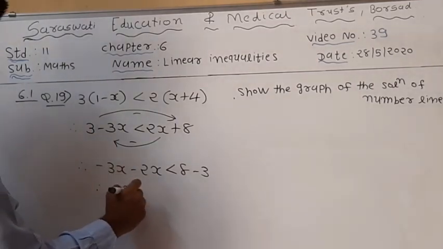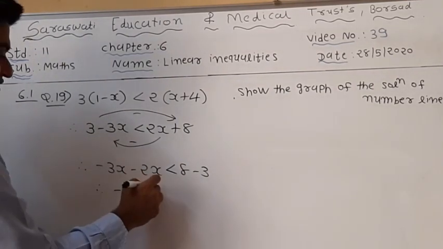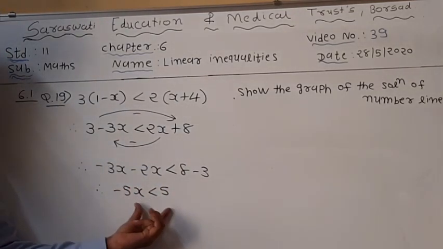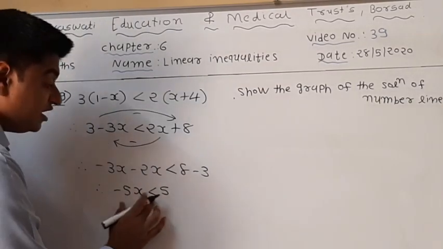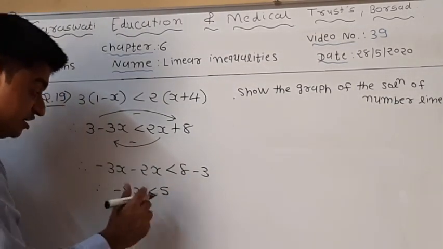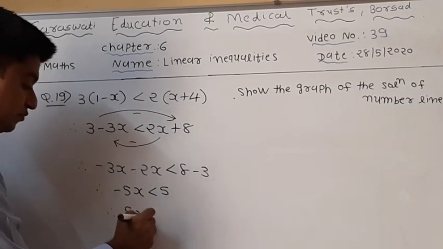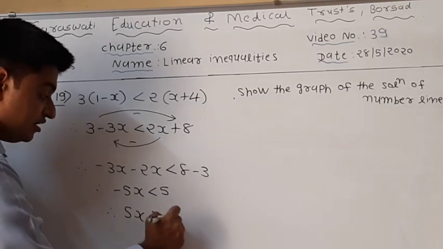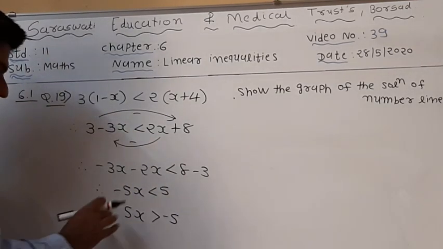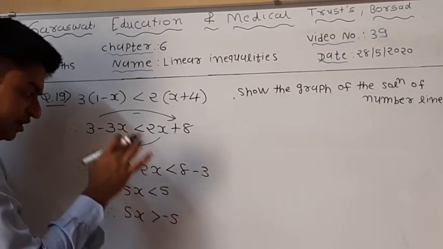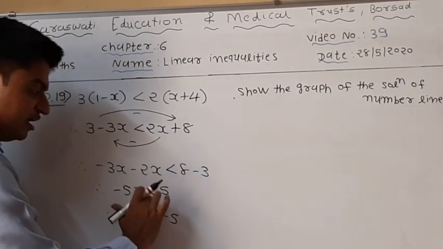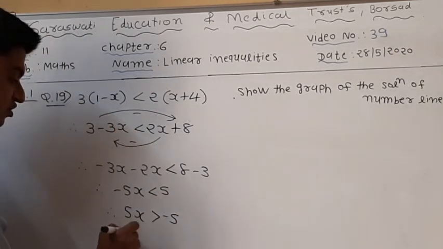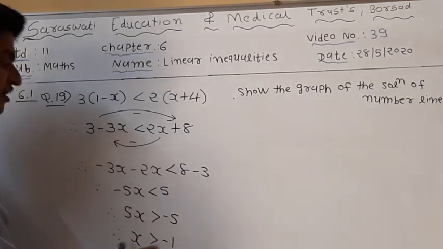Therefore minus 5x less than 5. Now here remove this minus sign. So change the inequality: less than in place, write greater than, and multiply both sides by minus. So here minus 5, right, remove this minus sign means multiply by minus on both sides, less than becomes greater than, and change the sign. So therefore x greater than minus 1.